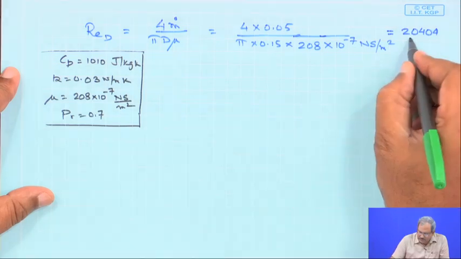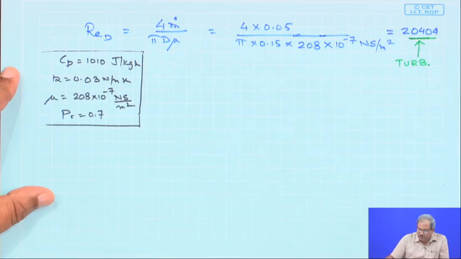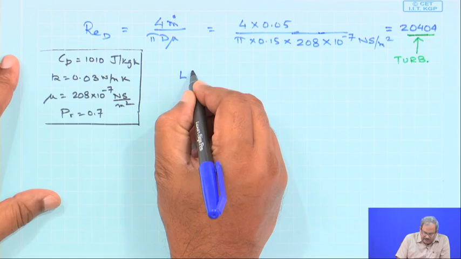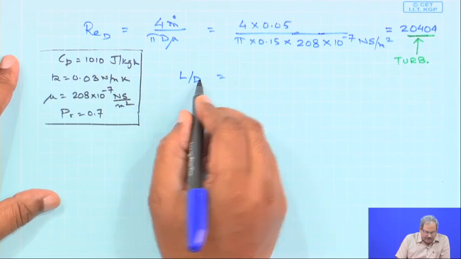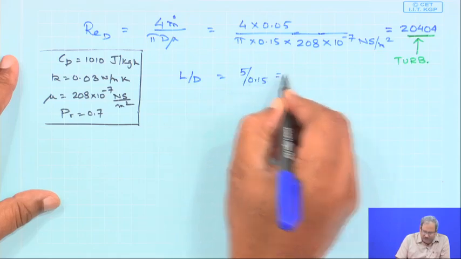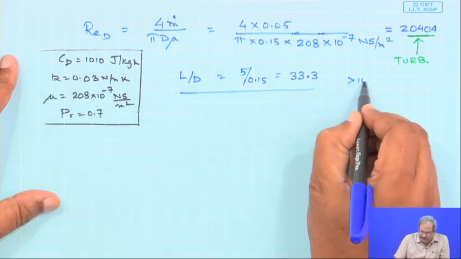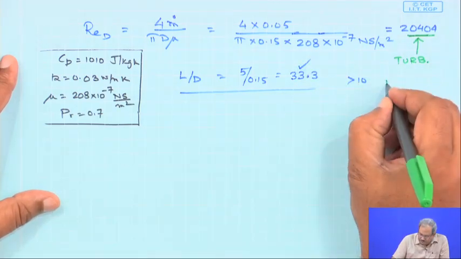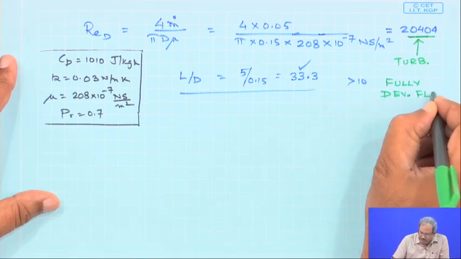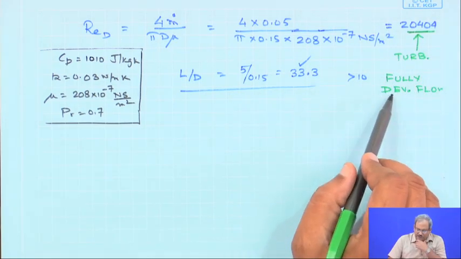So, with this high value of Reynolds number, this is definitely going to be a turbulent flow taking place inside the tube. And when you calculate L by D, the length by diameter, for a 5 meter length and a diameter of 0.15, this turns out to be 33.3, and since it is greater than 10, this is definitely going to be a fully developed flow. So, a fully developed flow relation for turbulent flow may be used in order to obtain the heat transfer coefficient.